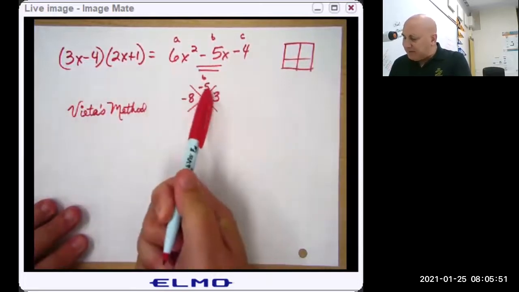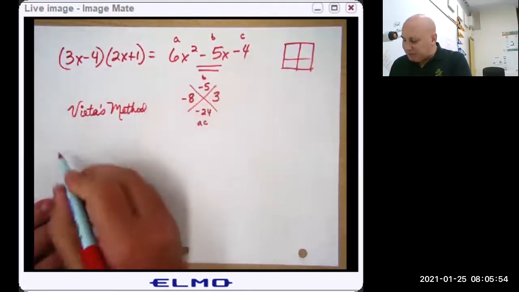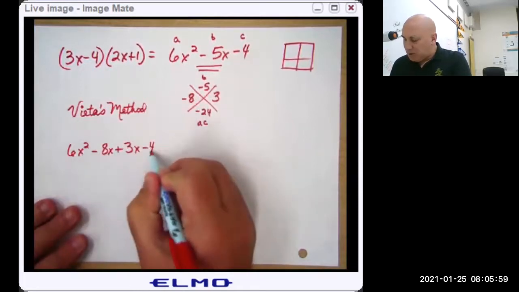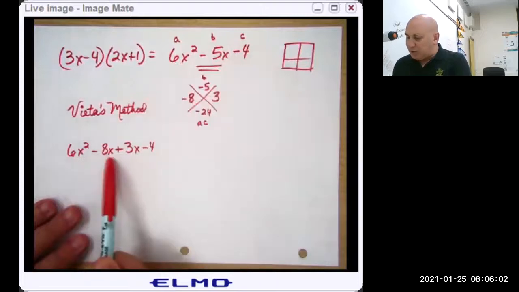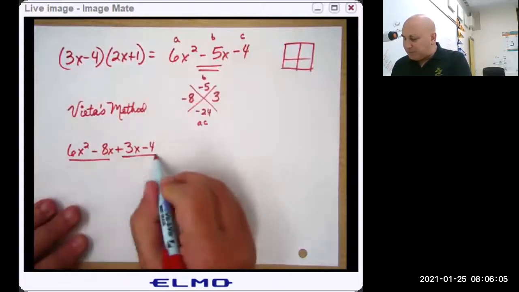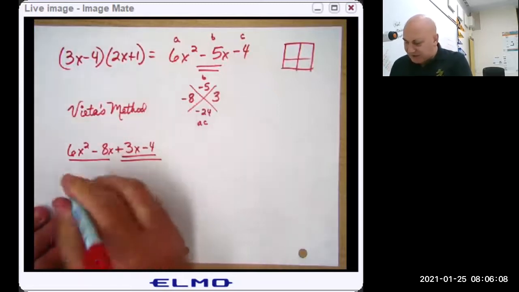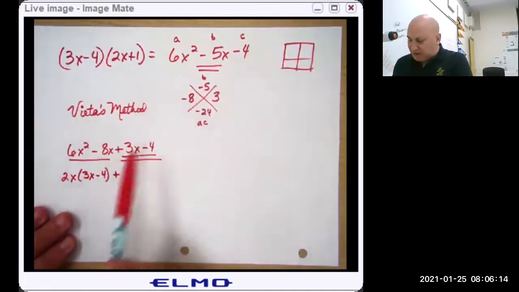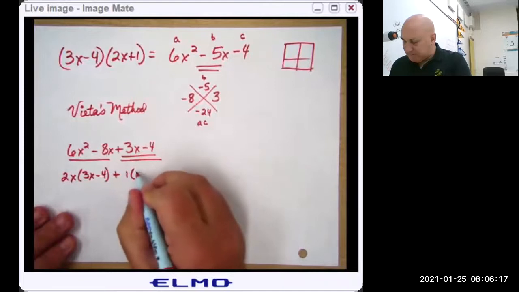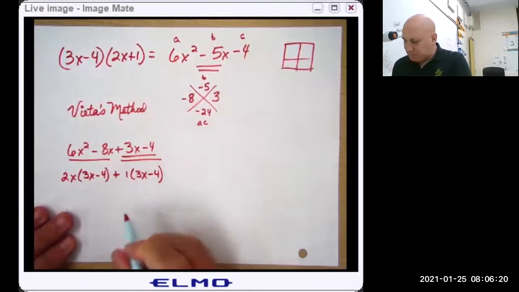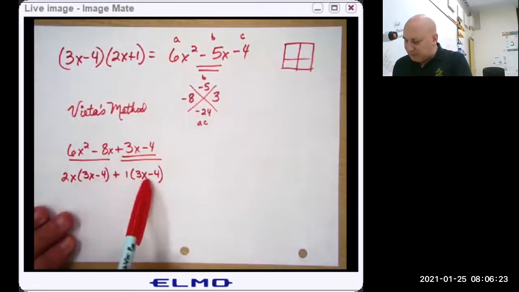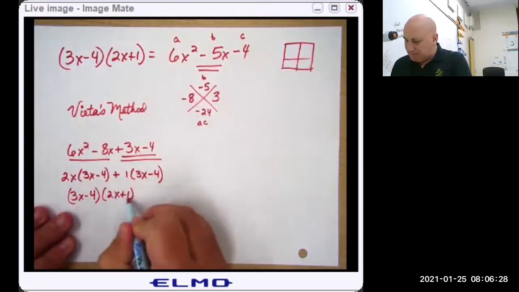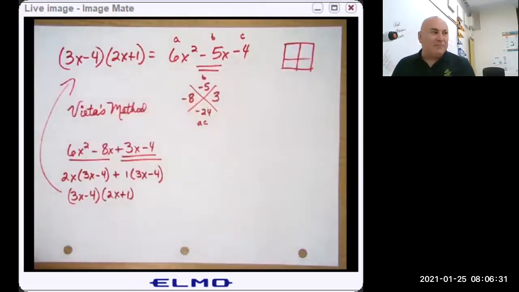I'm going to rewrite that -5x as -8x plus 3x. You'll notice all I've done is rewrite this polynomial here. Then I'm going to factor by grouping. I'm going to take out the greatest common factor here. And the greatest common factor here is 1. Now the greatest common factor in these two terms is 3x minus 4, which takes us right back to where we started.